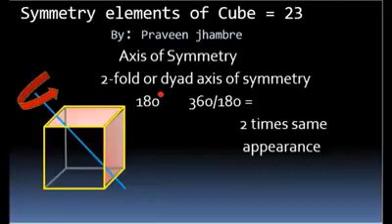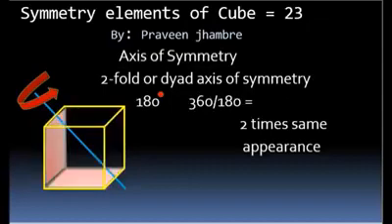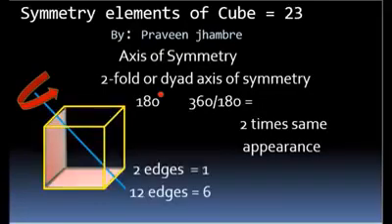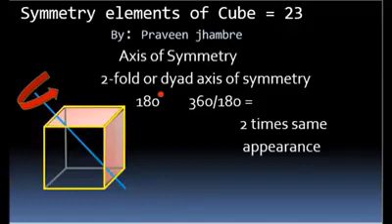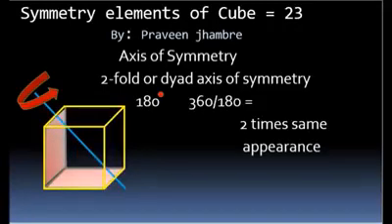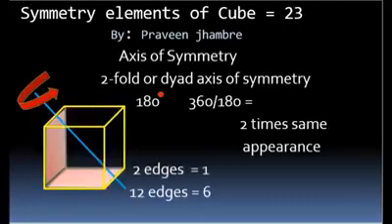At last we have dyad or twofold axis of symmetry. In this type of symmetry, the imaginary axis is passing through the opposite edge centers and also through the center of the cube, and if about this axis the cube is rotated by an angle of 180 degree, then we get 360 upon 180, that is 2 times the same appearance. Between two edges we have one twofold axis of symmetry. Therefore, between 12 edges we have 6 twofold axes of symmetry.